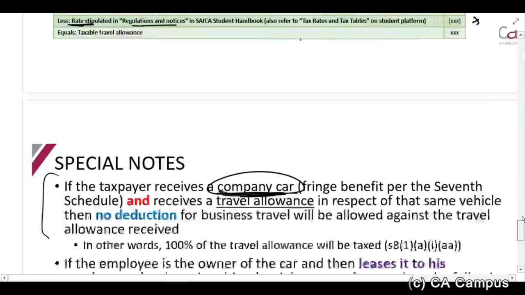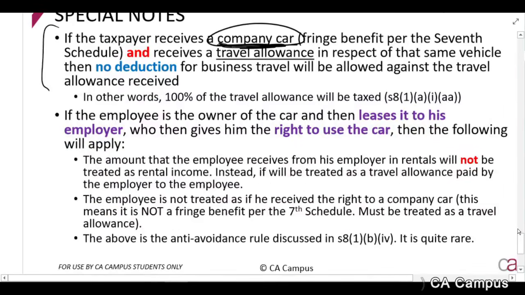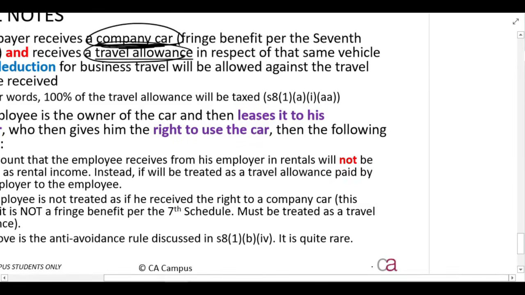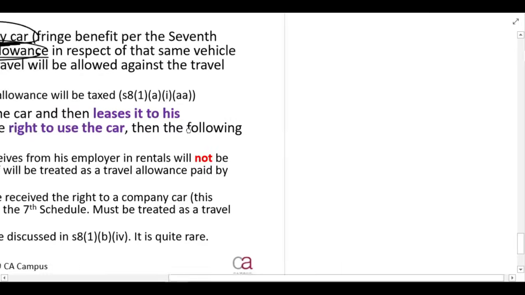In other words, you don't get a deduction for the travel allowance. All of those things that we just studied are not applicable if you receive a company car and a travel allowance. That travel allowance is then basically taxed in the same way that you would have a salary. So you would just tax the amount in full. We then also have some situations. So let me explain to you what I mean by that.